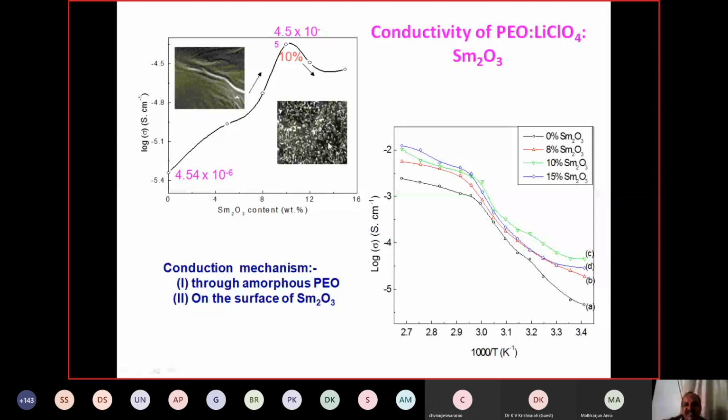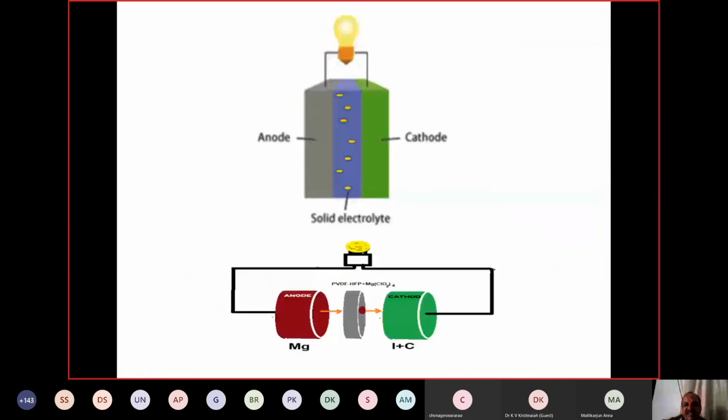Okay. So based on that, we get some. I'm showing the one result of that. So, how the battery works. That is the solid power we use. You see here, these are the two electrodes, cathode and anode. Between the system, this we call a solid electrolyte.